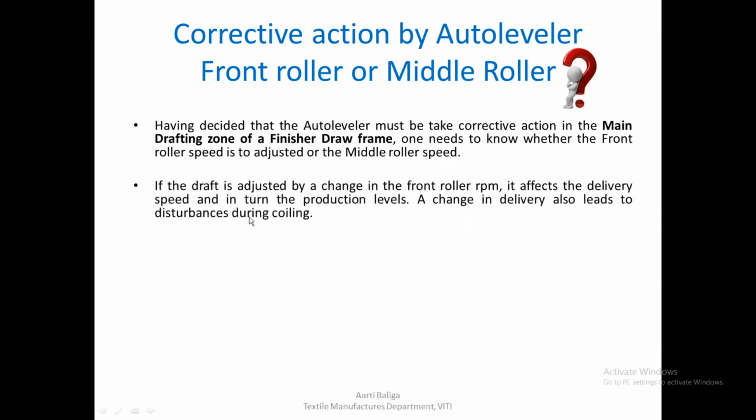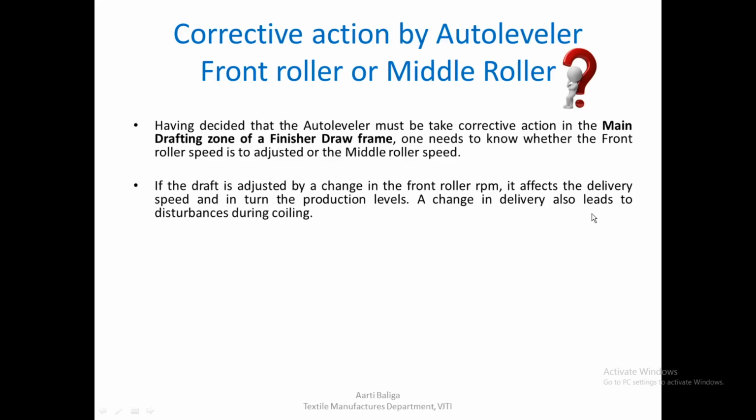So now we see over here that if the draft is adjusted by a change in the front roller RPM, it affects the delivery speed, and in turn it will affect the production levels, because we know that the production is calculated by the surface speed of the output roller. So if I were to change the front roller RPM to adjust the drafts for auto leveling, then automatically the production levels would keep on changing with every correction.